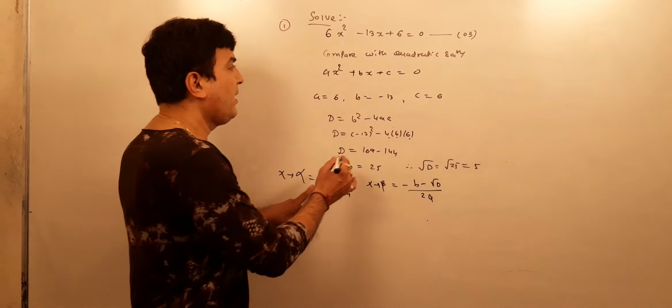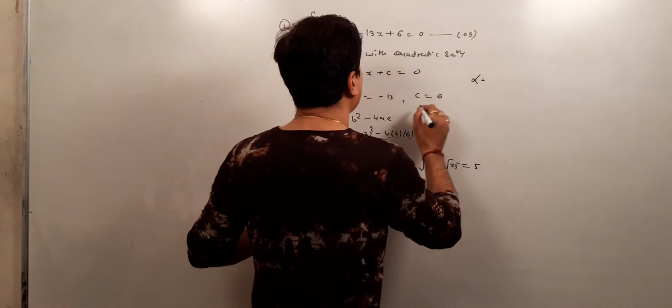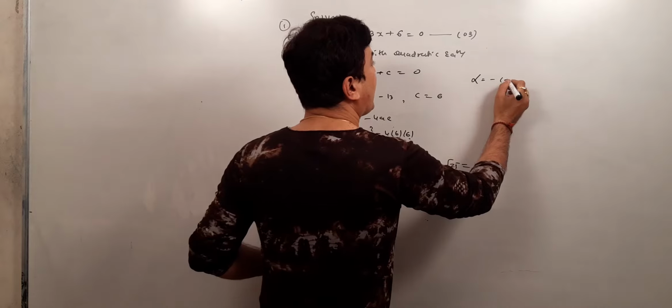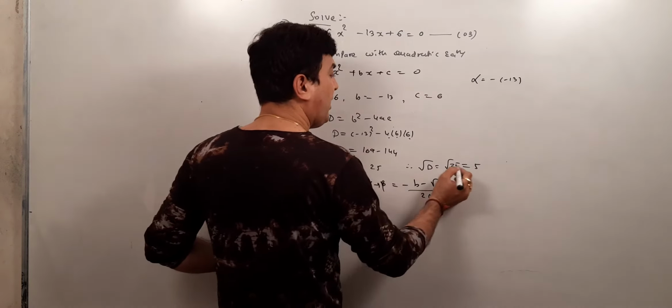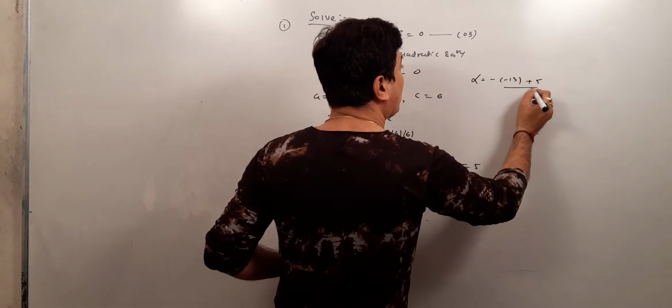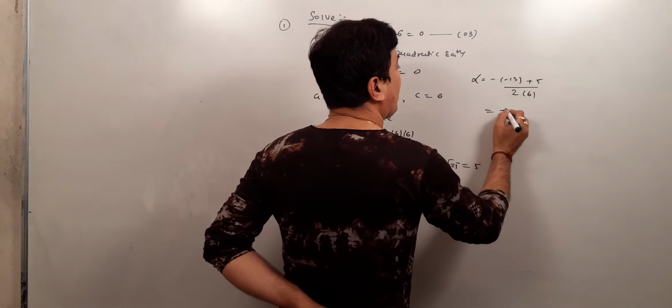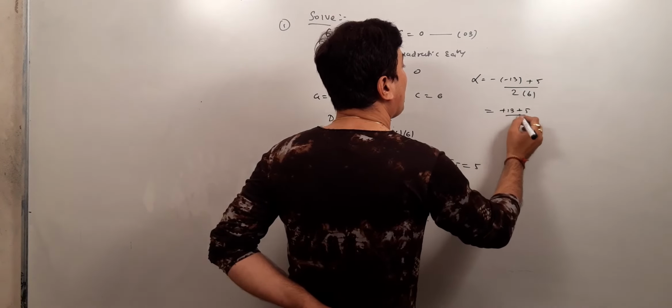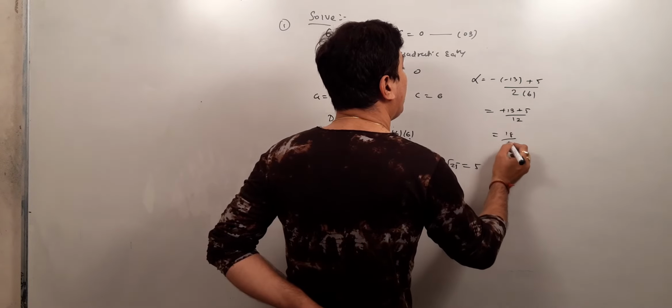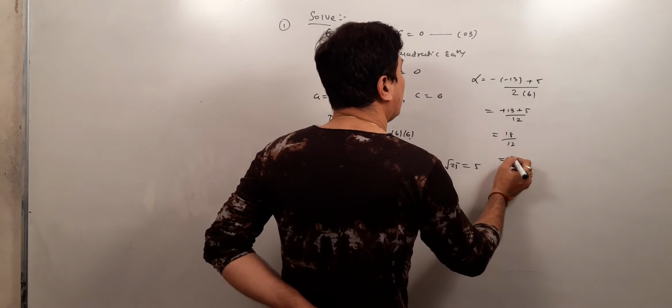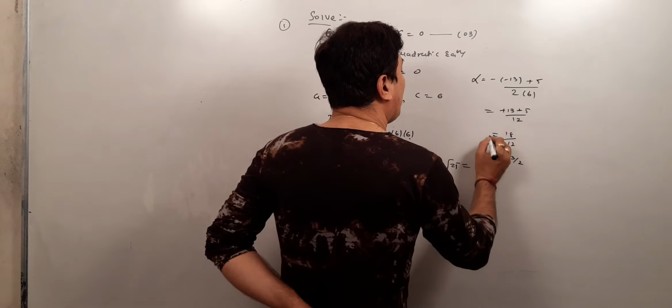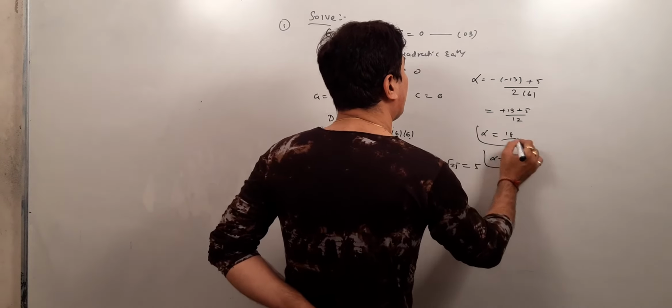Ready? This is the alpha. What is the b? Minus 13. What is the root d? It is 5. And what is 2a? 12. 13 plus 5 upon 12, that is 18 by 12, which is 3 by 2.